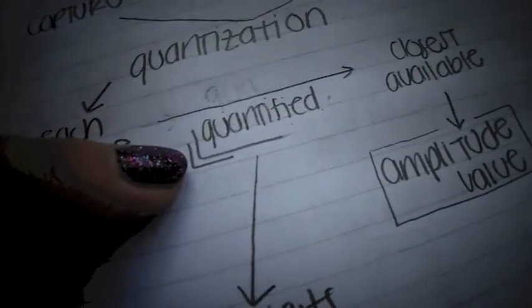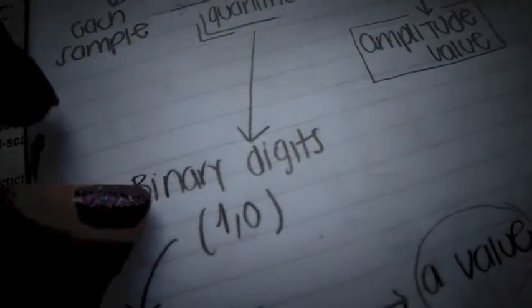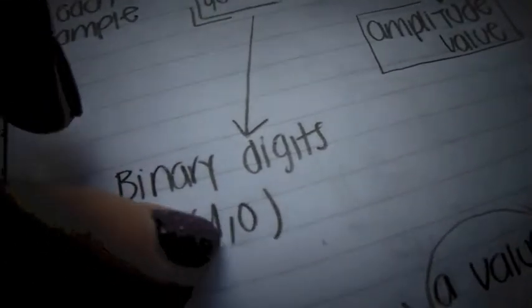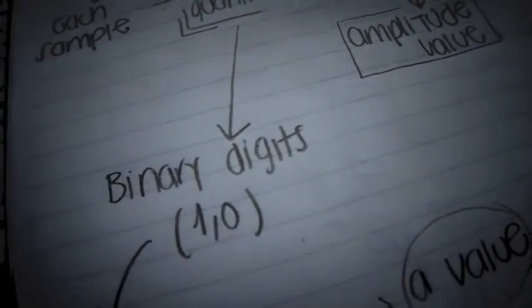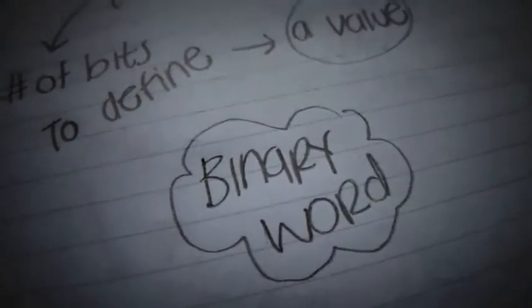Now, to quantify a sample, the computer uses binary digits that are called bits. A bit is either a 1 or a 0. And the number of bits used to define a value is what we call binary word.